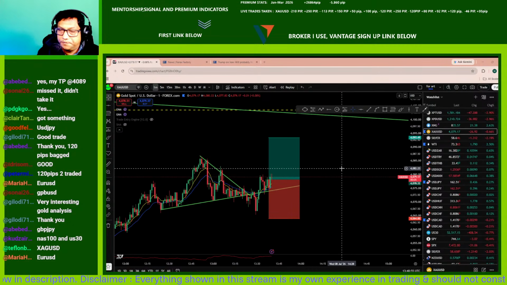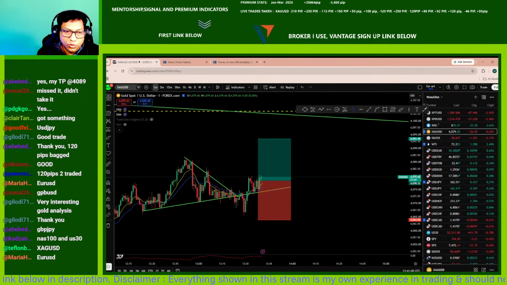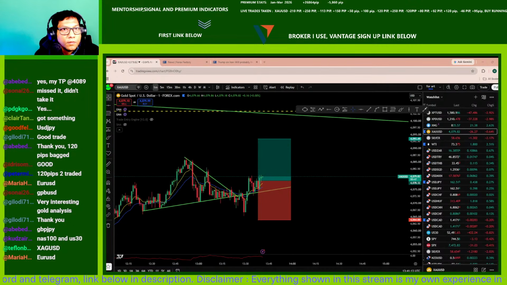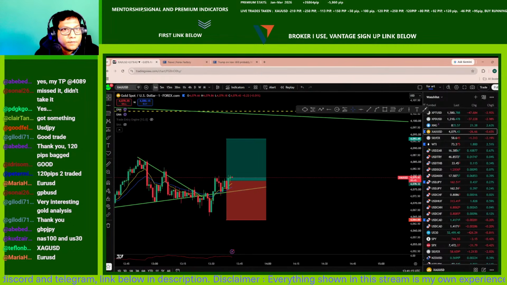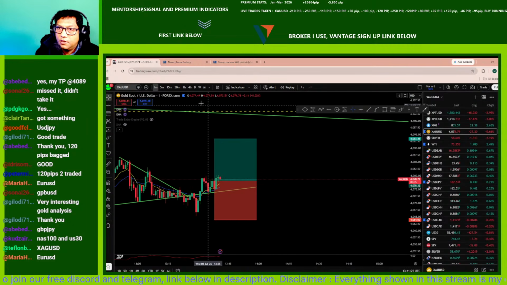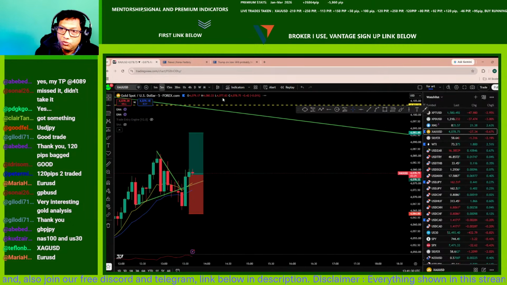So here the market structure shows upside, so we trade it according to the trend. Okay, cool, running in some profit. And here that overall trend is bullish, so you trade it with this trend direction.